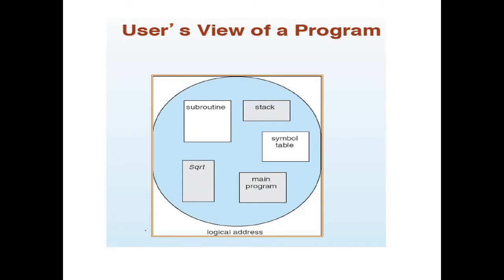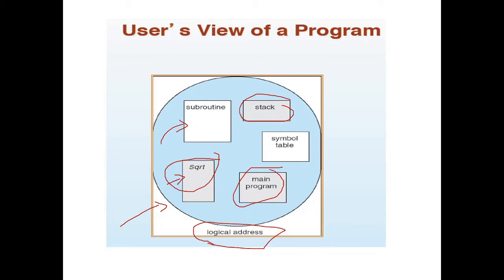Here we can see the process has the logical address and that process is broken down into small segments. If you're using the square root function, then it is a segment. If there is a stack, then it is a segment. The main program is taken as another segment, a small unit. And now these can be brought up to the main memory for execution.